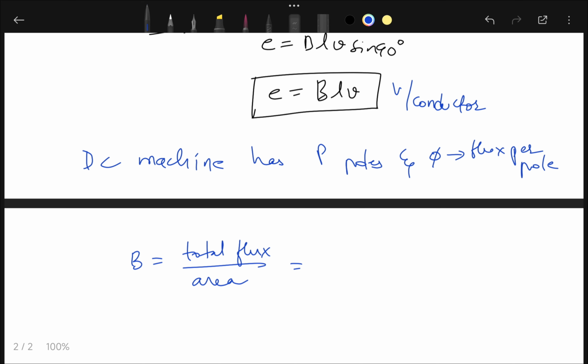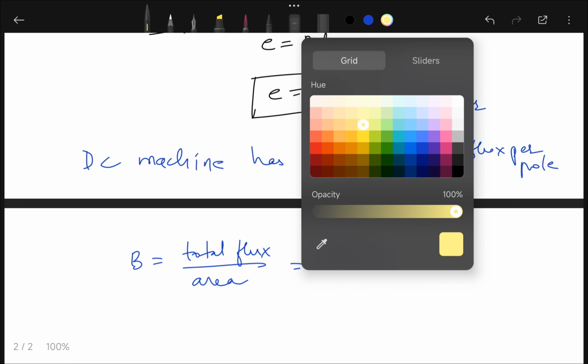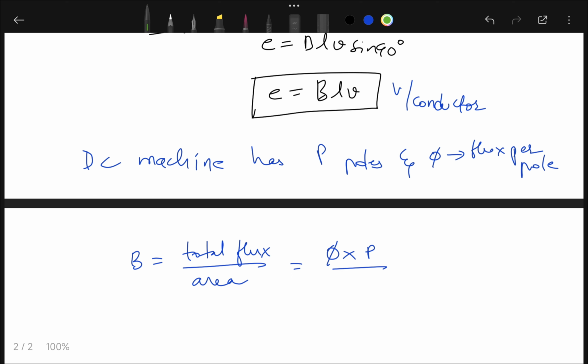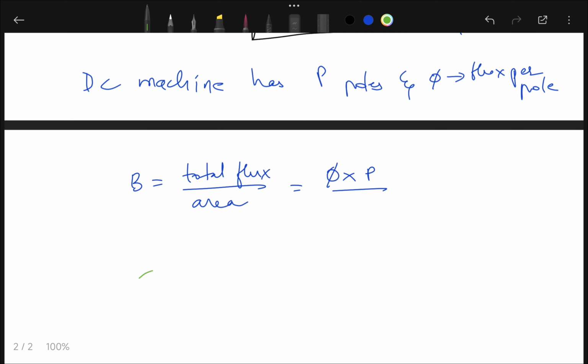So total flux is how much? For one pole I have phi amount of flux, because it is flux per pole. Likewise I am going to have P number of poles. So the total flux is phi into P. Now what is the area? While coming to the area, a lot of people have a misconception. Area here means the total lateral surface area, because you are assuming circular, actually cylindrical, conductors of length L.